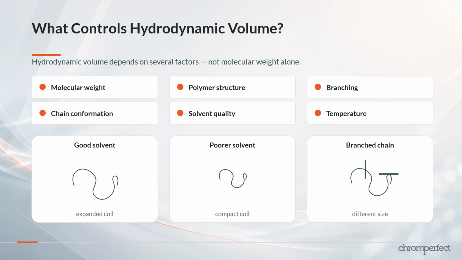A flexible polymer chain in a good solvent may form an expanded coil with a relatively large hydrodynamic volume. The same polymer in a poorer solvent may form a more compact coil. Two chemically different polymers of equal molecular weight may therefore have different hydrodynamic volumes. SEC separation responds more closely to hydrodynamic volume than to molecular weight alone. This makes hydrodynamic volume a more useful basis for universal calibration.